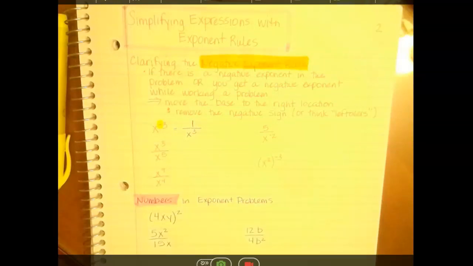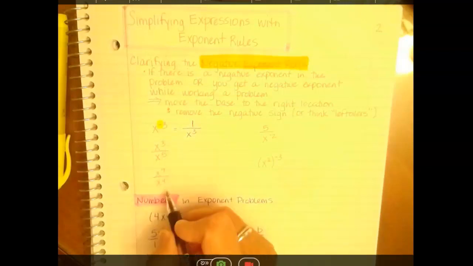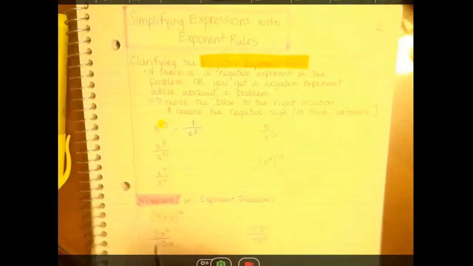So now we have 2 examples down here that kind of go together. And these are more about thinking of the quotient rule. Let me get a little closer here.